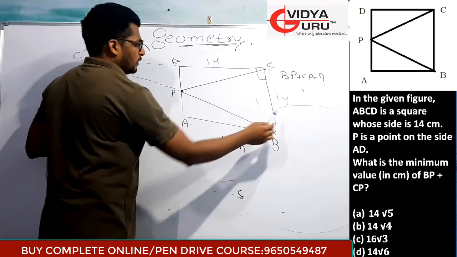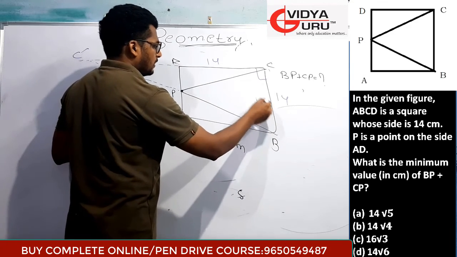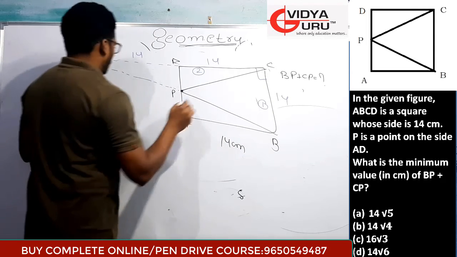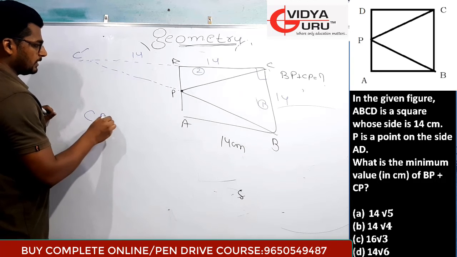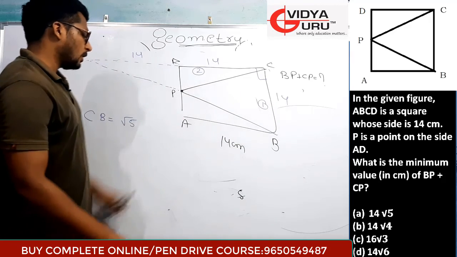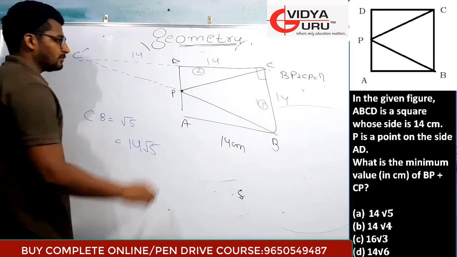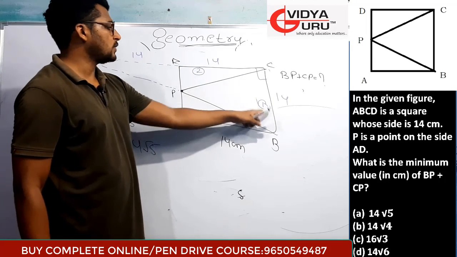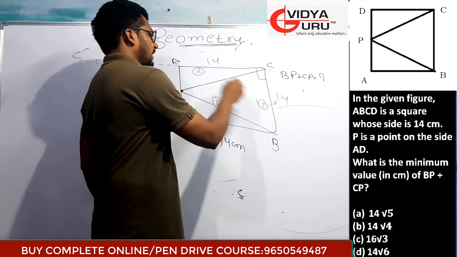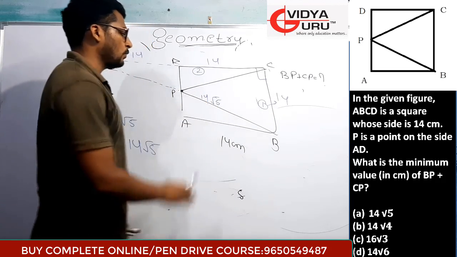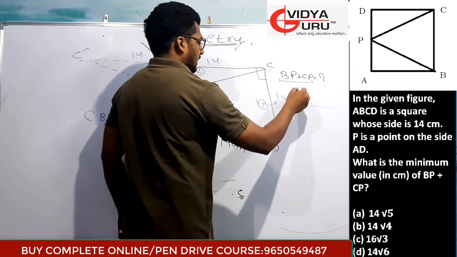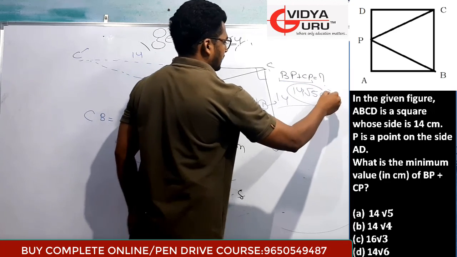So I will apply Pythagoras. If I take the ratio, this is 1 and this whole is 28, so 1 to 2. With 1, 2 the triplet is root 5. So CB is root 5 times what I have taken common, 14. This is 14, this is 28, so it will be 14 root 5. So the shortest distance between BP plus CP, the shortest length, is 14 root 5 centimeter.